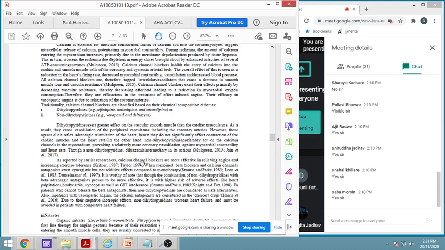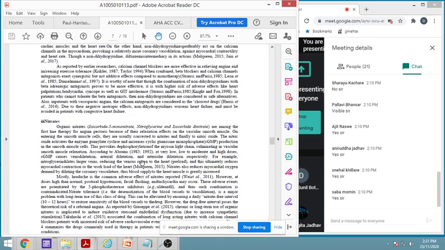Then the next one, and most important, are the nitrates. There are many nitrates available.